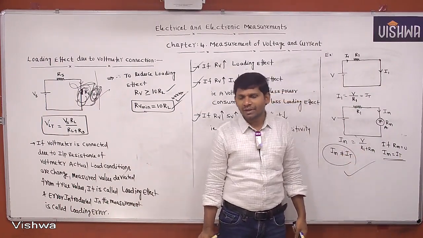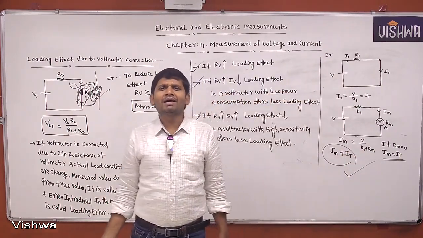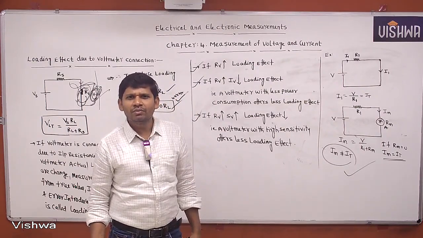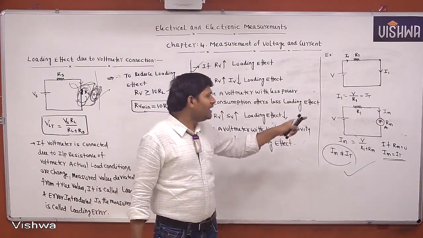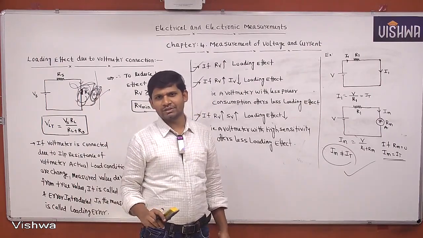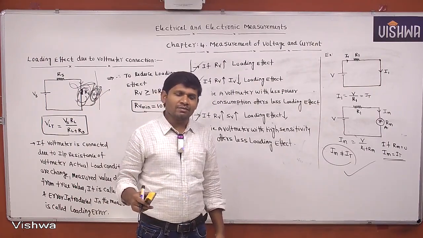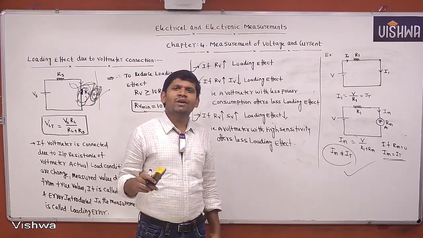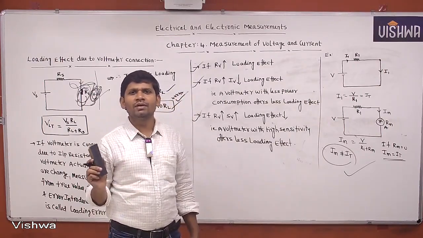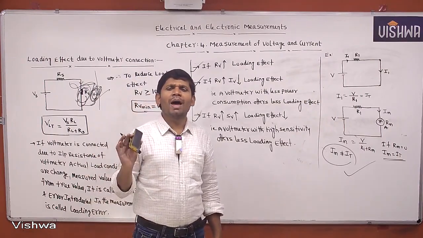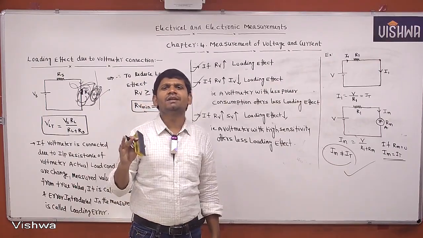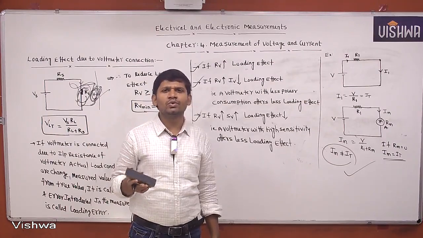See the observation. For all parallel connected meters, to reduce the loading effect, they must have high input resistance. For all series connected meters, to reduce the loading effect, they must have less input resistance. This is the difference. Every meter, the voltmeter, CRO, wattmeter, and ammeter, will offer a loading effect. But the conclusion is that parallel connected meters must have high input resistance, and series connected meters must have less input resistance, to reduce the loading effect.